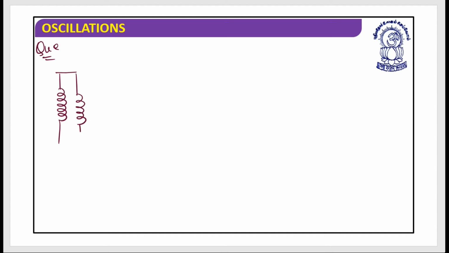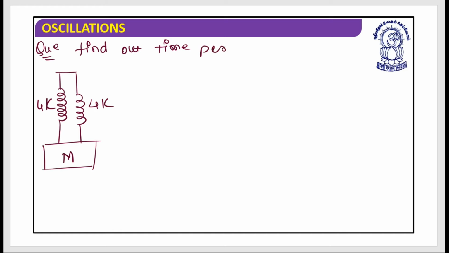It is the situation. It's an M and this is 4K, this is 4K. The question again is the same: find out the time period of the given SHM. We need to find out the time period.